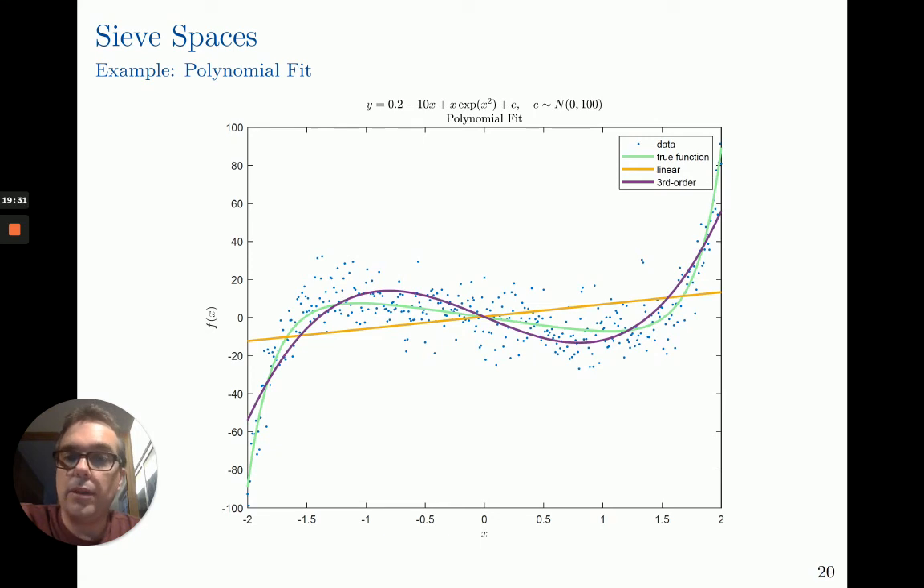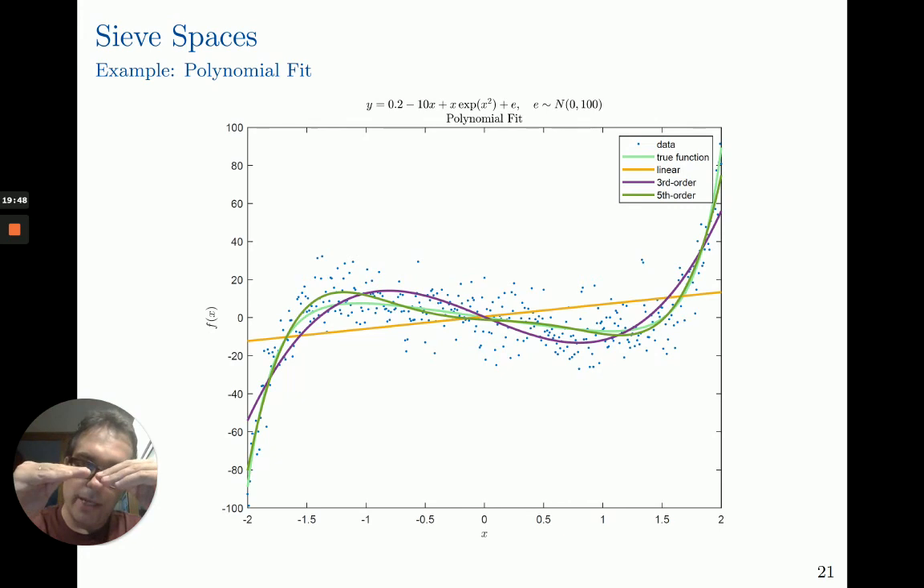Now this is a third order polynomial. Much better, right? So the purple is much closer to the green than the yellow. And we go like this. So this is the fifth order. It's much, much better. So we are getting really close to the green function. So we are doing a pretty good approximation. And in some parts we have a kind of almost perfect fit.